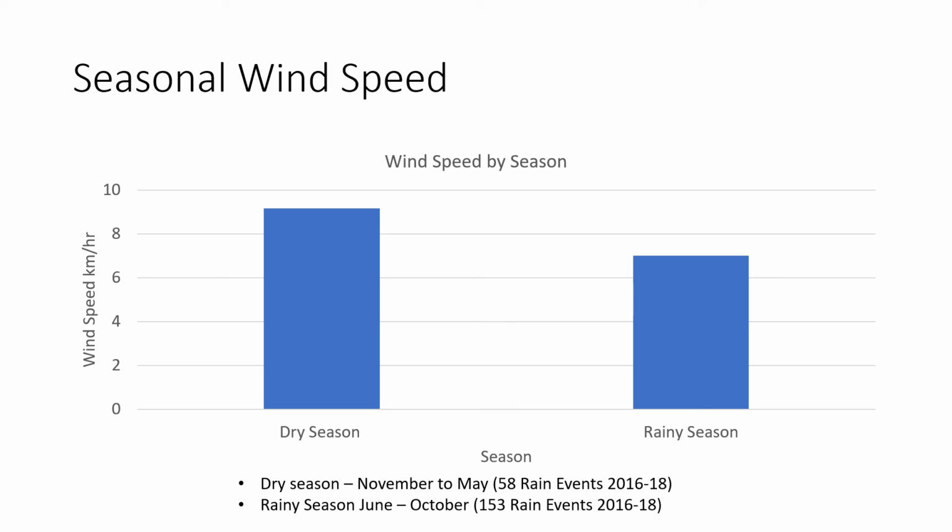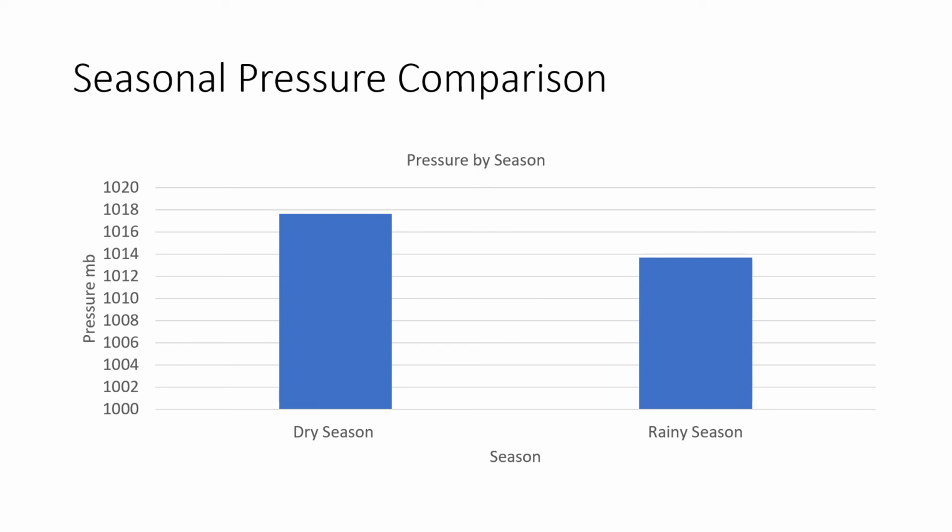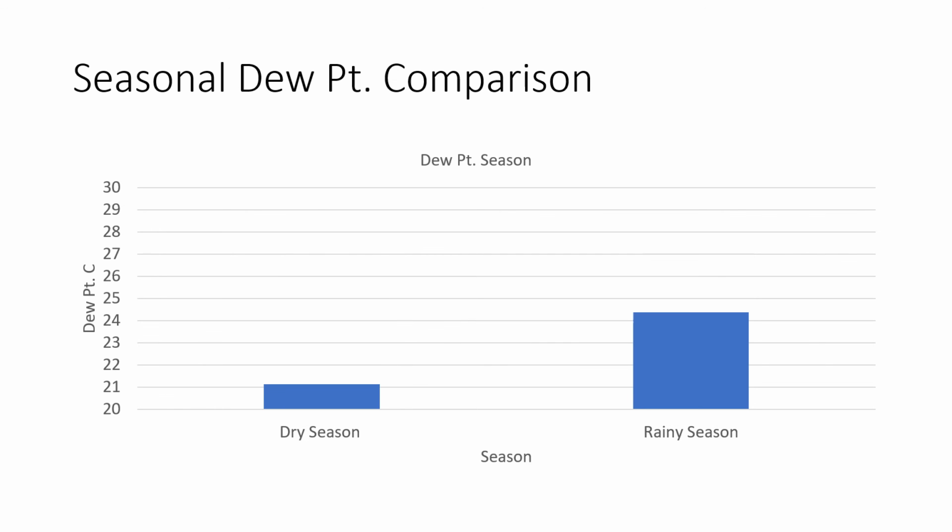Similarly, for wind speeds, we've got stronger wind speeds during that dry season than we do during the rainy season. Seasonal pressure comparison. Again, this does make sense with drier, cooler air being a bit more dense than the warmer, moist air during the rain events. And then a seasonal dew point comparison, we can see much drier, obviously, during the dry season compared to the rainy events during those seasons.